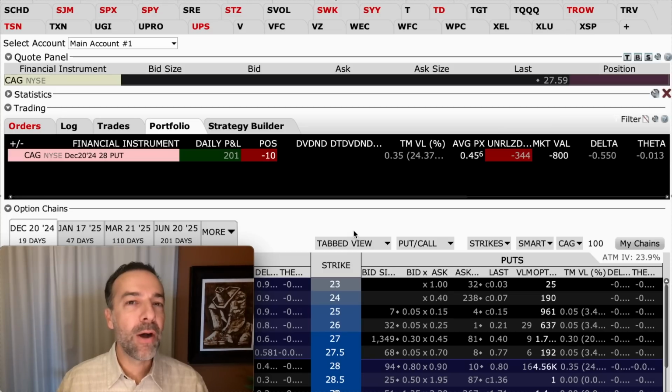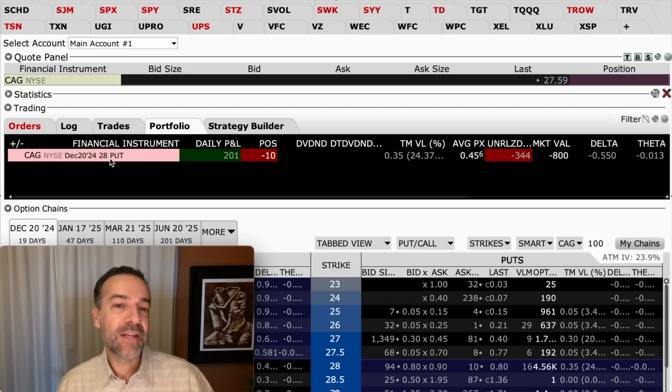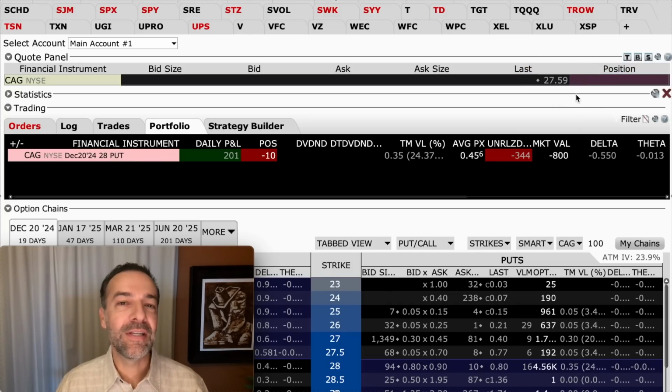And here's another bonus tip you might consider when you're rolling a put option that's gone against you. Here you see a position I have right now where I've sold some put options in CAG. I've sold the December 20th $28 put options. And as you see here, because it's in pink, this option's in the money. So this position has gone against me to some degree. Now it's not a big problem because it's trading for around $27.59 per share.